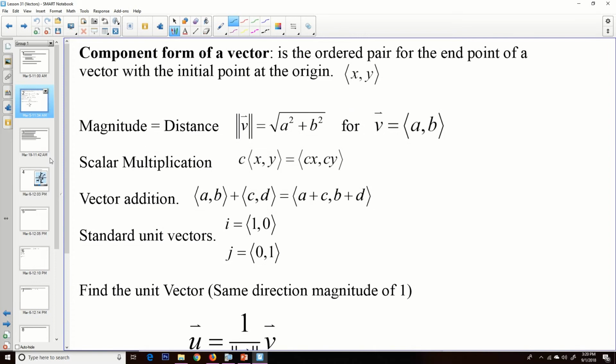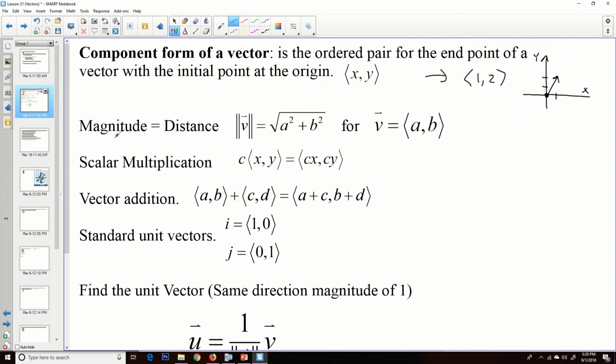The component form of a vector is the ordered pair for the endpoint of a vector with an initial point at the origin. Essentially, what we're saying is, let's do a simple example. If I had the vector (1, 2), for that vector there at 1 on the x-axis and at 2 on the y-axis, we start at the origin, we come up to here, and we show that there is a direction. So we're going from the origin to this point at (1, 2).